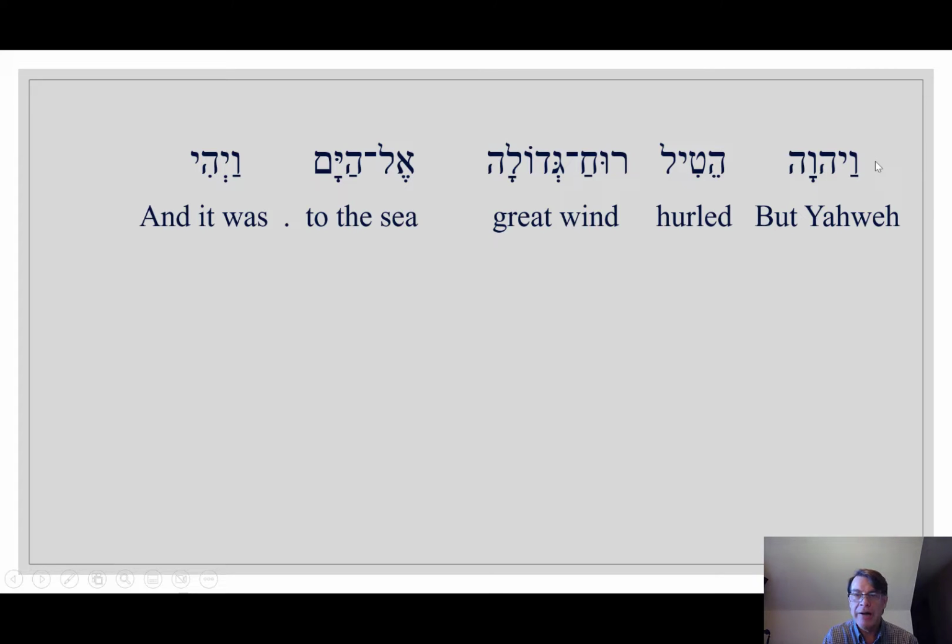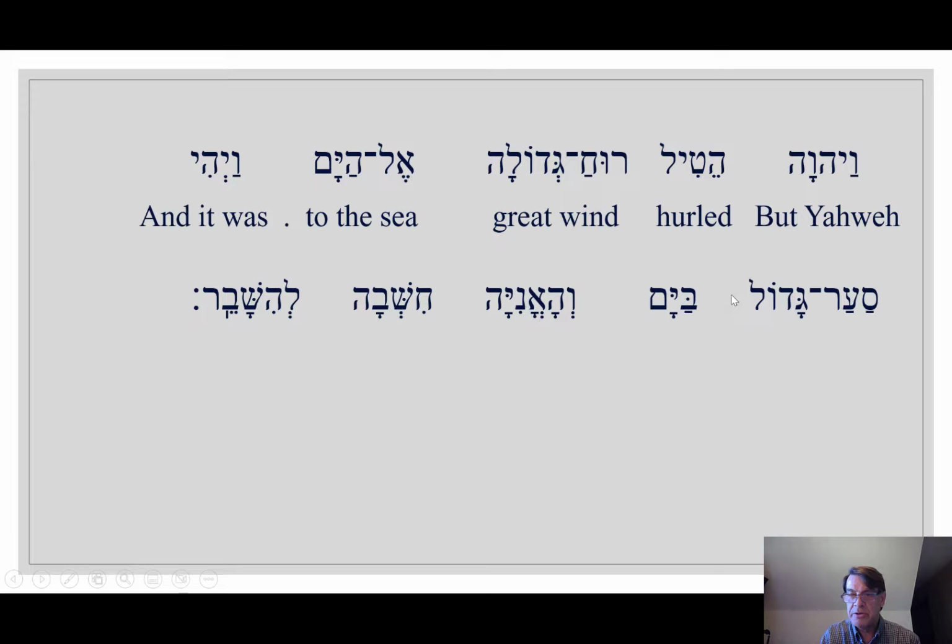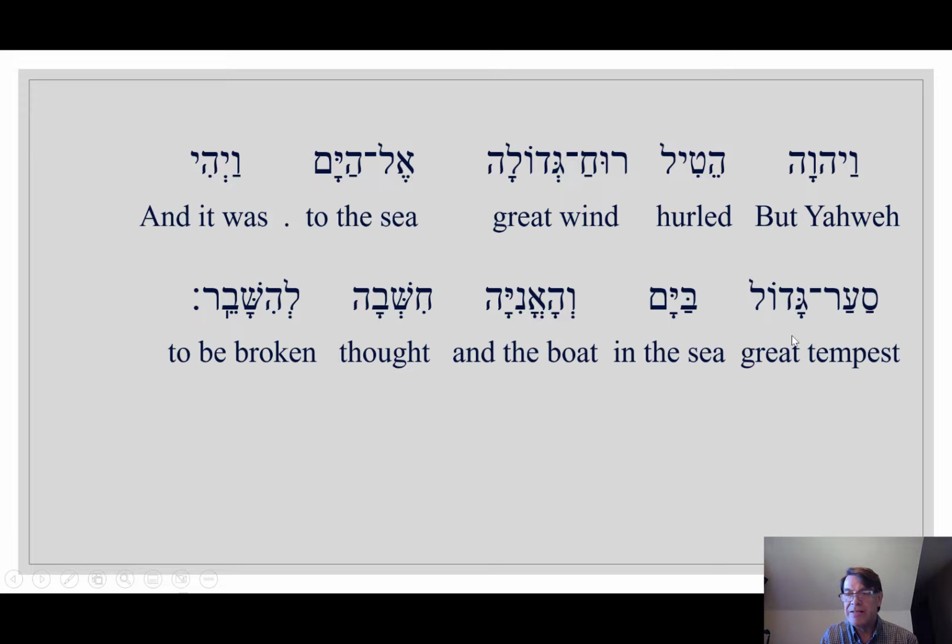Hebrew, ruach. But Yahweh caused a great wind to hurl. He hurled a great wind to the sea. There's the sea there, hayam. And it was, vayehi, and it was, there's "and" again, sa'ar gadol, a great tempest. We're going to come back to this verse a little bit later.